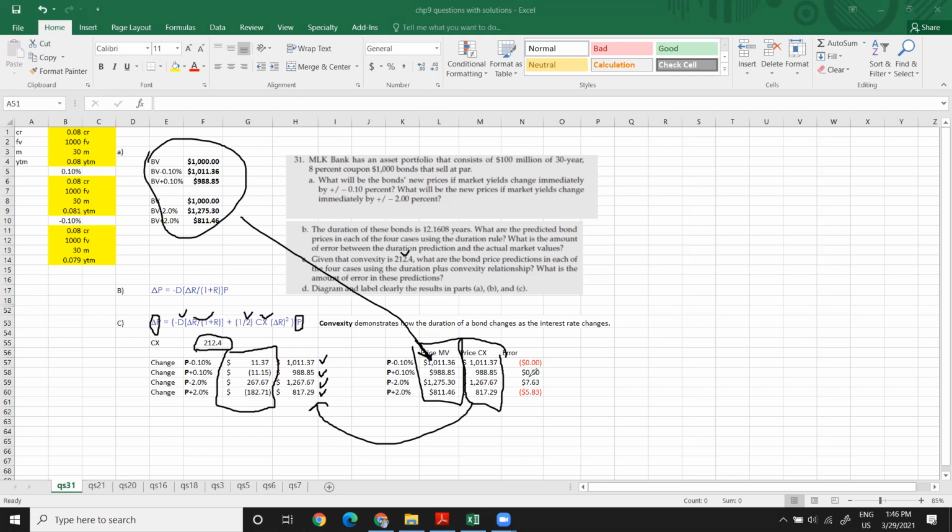And then we can see the error. For a small change in the interest rate, the error is equal to zero. It's good. The accuracy is validated using this change in price with the convexity. And for a big change in the interest rate by 200 basis points, we can see that the error is not as big as in the previous case. It was 50, but here we have 7, the biggest one, which is very low as well. It's good.